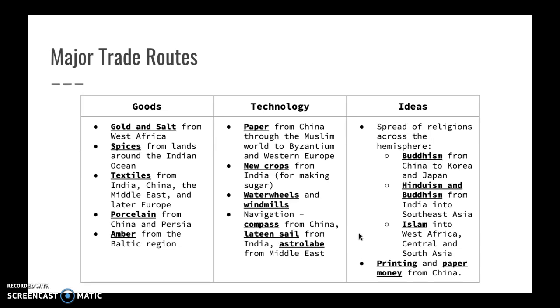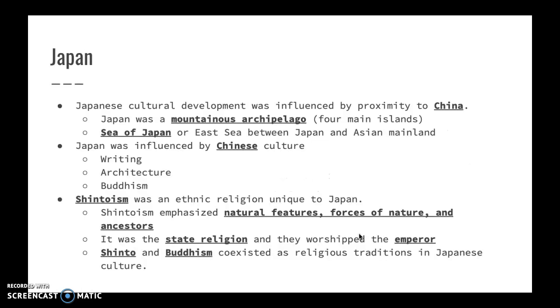Lastly, ideas are things like religion, any sorts of advancements that aren't necessarily an actual tangible object. For example, from China to Japan, you see the spread of Buddhism. From India into the rest of Southeast Asia, you see the spread of Buddhism, and then Islam into West Africa along that Trans-Saharan trade route. Printing and paper money also come from China, which has a major impact on Europe, especially with the development of the printing press into the Renaissance era.